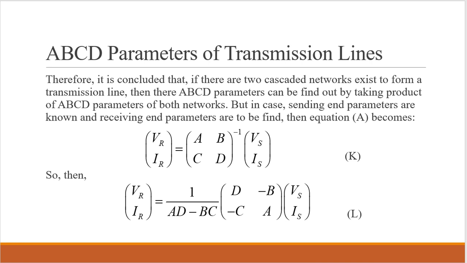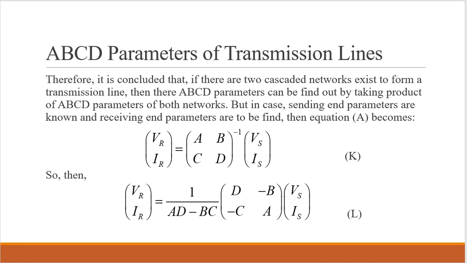Then we will consider the ABCD inverse parameters. In order to find the ABCD inverse, we have VR and IR, and here I have A, B, C and D. I will find its determinant and then its adjoint. As you know, the inverse is 1 divided by AD minus BC, and for the adjoint we swap A and D, whereas we change the signs of B and C.